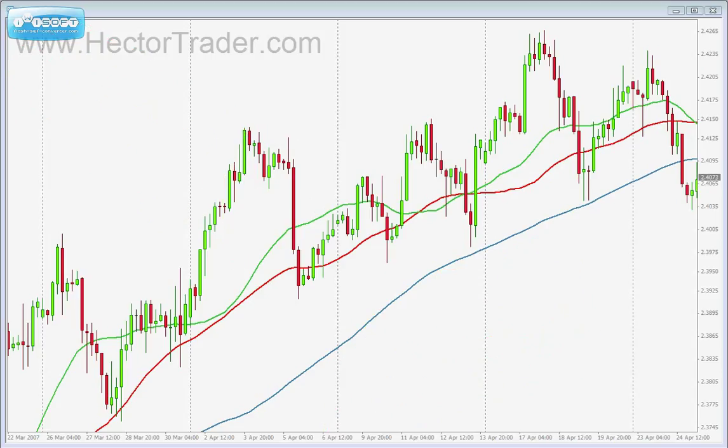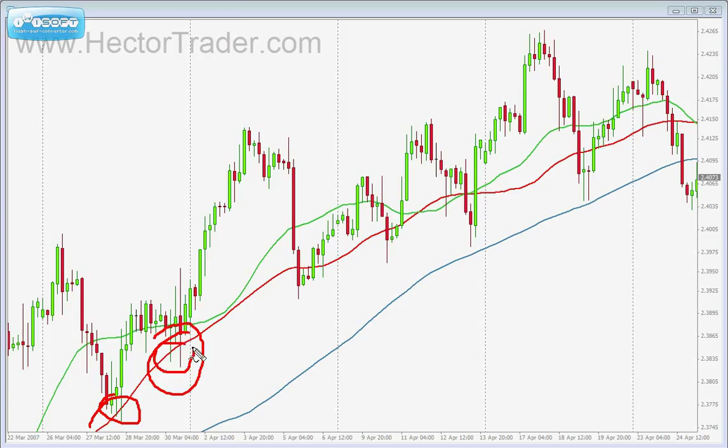As I explained in my first video, I like seeing price spending most of its time above or below, depending on whether we're in an uptrend or a downtrend. At any rate, I like the price to be contained on the right side of the 50 simple moving average. In this case, since we're in an uptrend, I like price to spend most of its time above the 50 simple moving average. In this case, we can see that this is the case.